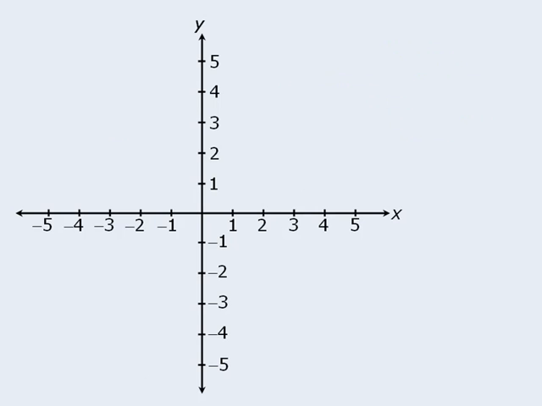Okay, one last thing. Notice that the x and y axes divide the plane into 4 regions known as quadrants. This region is called quadrant 1, this is quadrant 2, then quadrant 3, and finally quadrant 4.